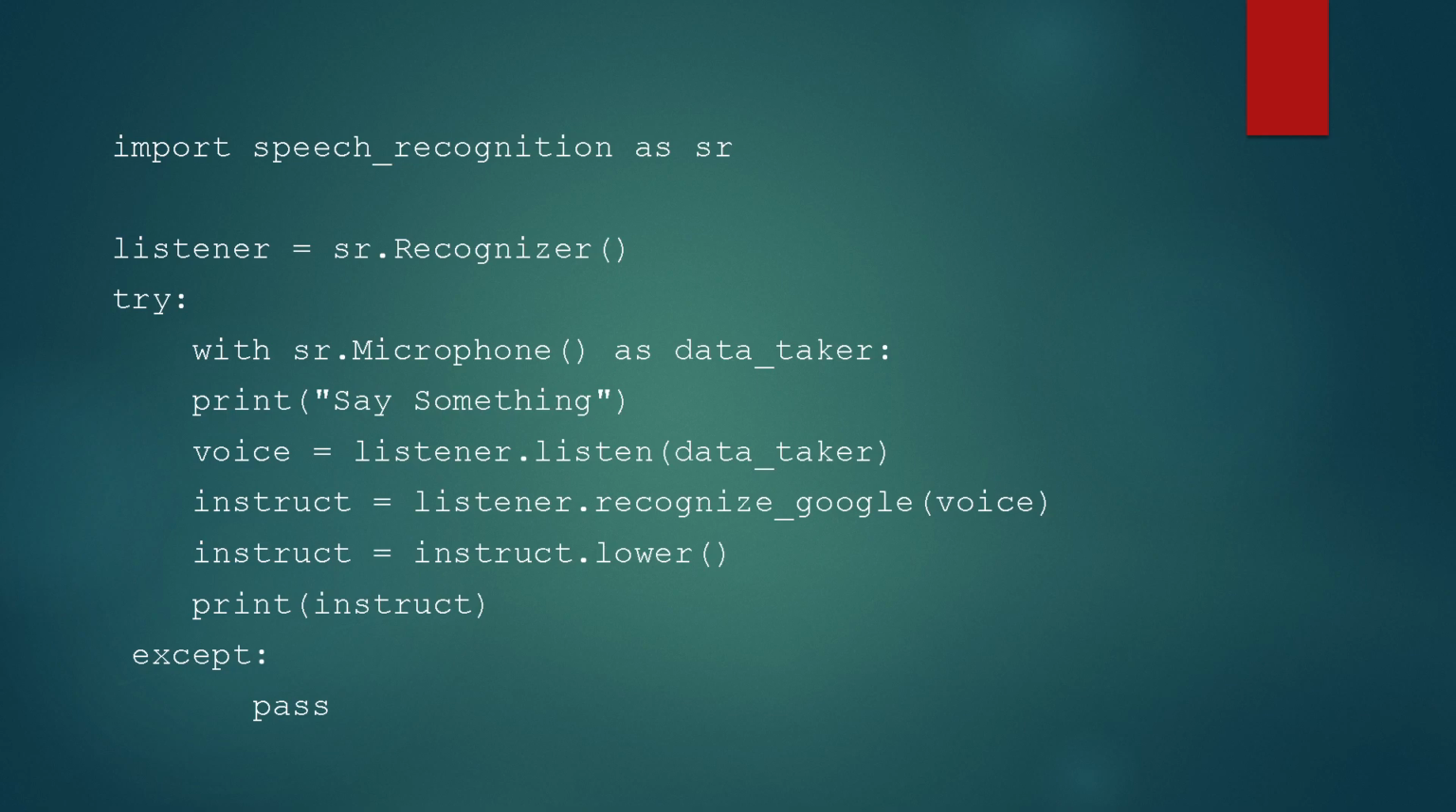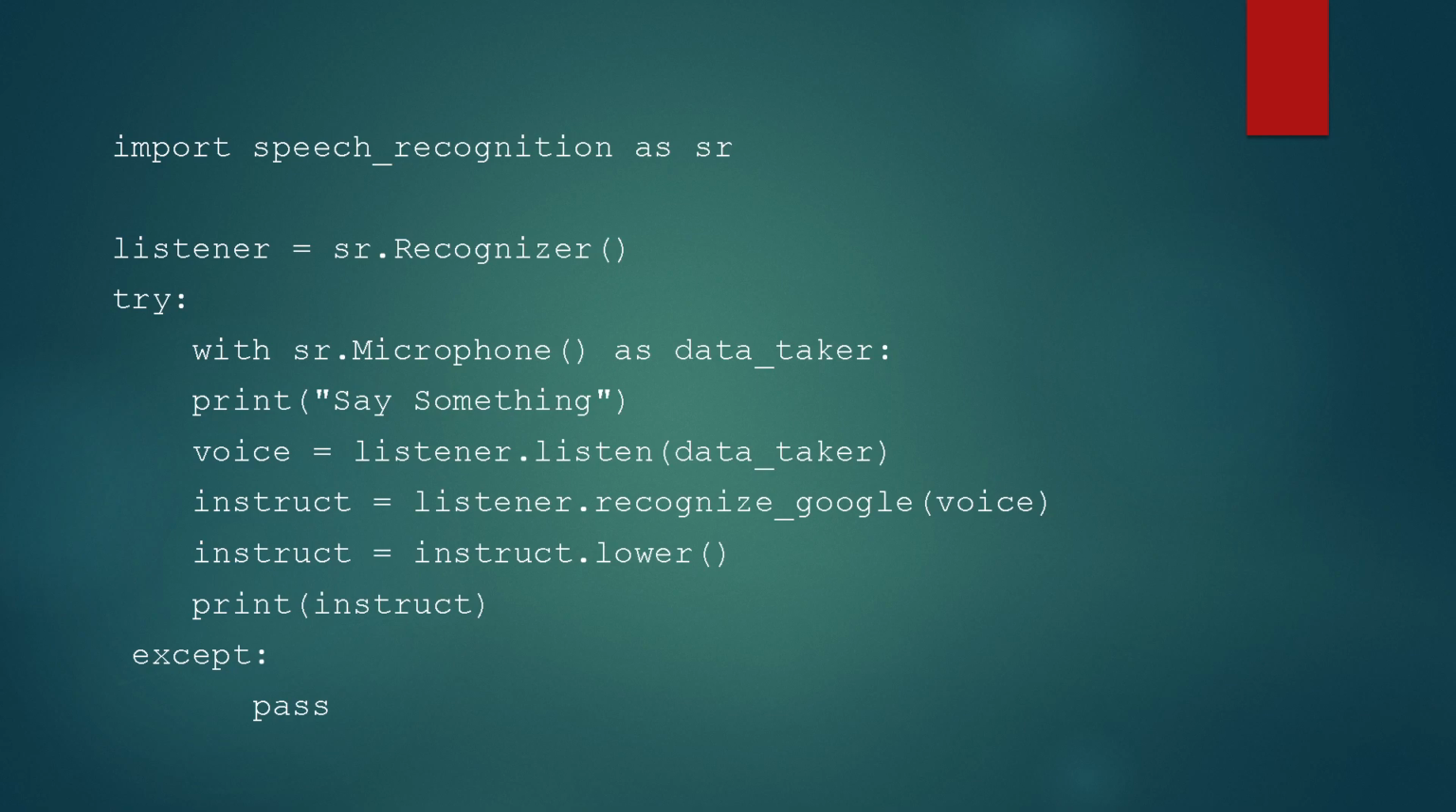with sr.Microphone() as data_taker. Data taker is also an object, where the input we give will be stored in data_taker. print("say something"). If you are speaking something, that will be stored in data_taker. If we invoke the sr.Recognizer function, the sr.Microphone will get activated when we speak. The first thing that will happen is that we'll get a message: say something.